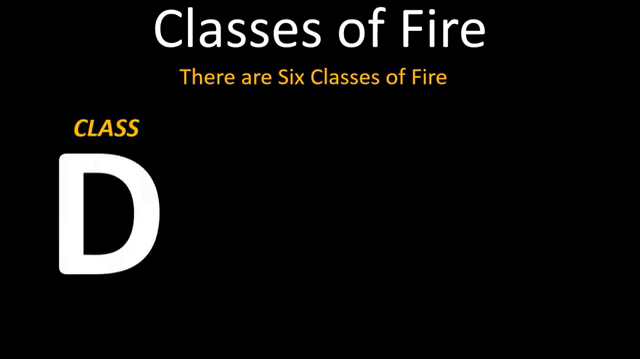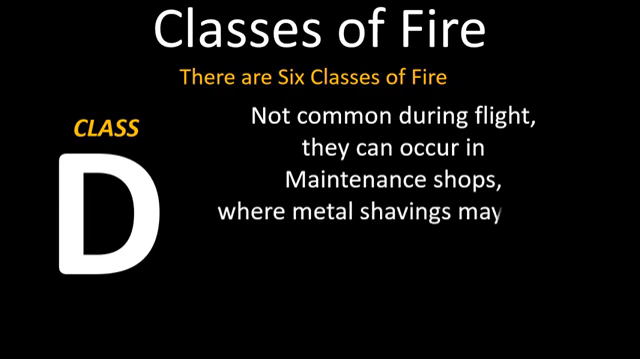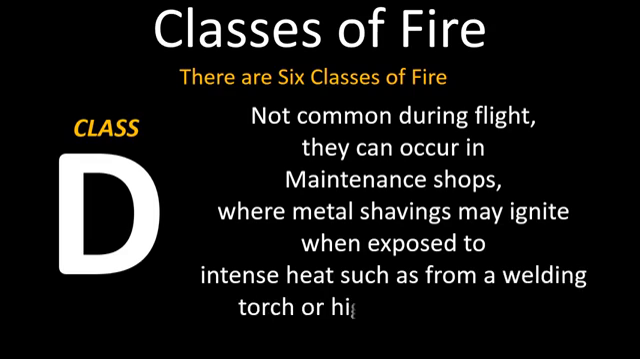Class D fire involves burning metals such as magnesium and is difficult to extinguish. Using the wrong type of extinguishing agent with these may not only be ineffective but may even cause the fire to spread. Although these types of fires are not common in aircraft during flight, they can occur in maintenance shops where metal shavings may ignite when exposed to intense heat such as from a welding torch or high voltage source.